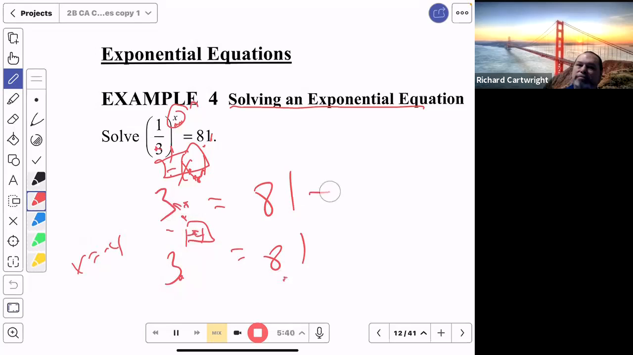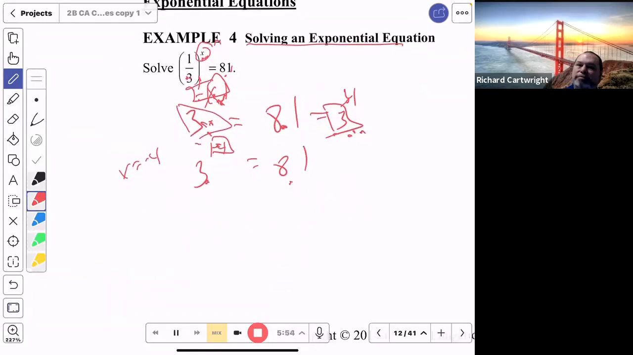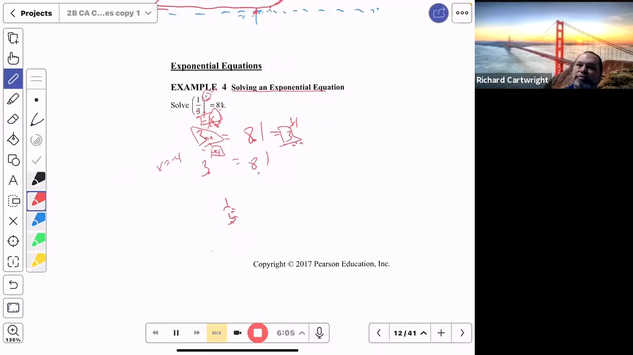Now sometimes somebody else might do this. Is there a way to write 81 with a base of 3? That's 3 to the 4th, 3 times 3 times 3 times 3. So then we have the same base, so then x is 4. But if I wrote it the other way, with 1/3, then I know I had to have the -4 to get that 3 up. That's a little more complicated than the next problem is.